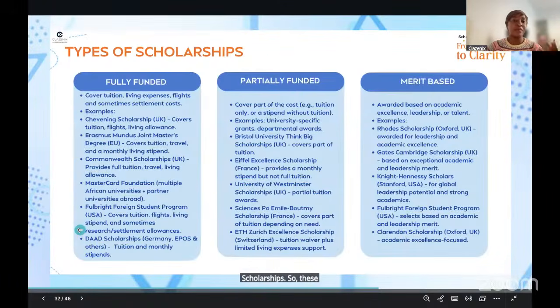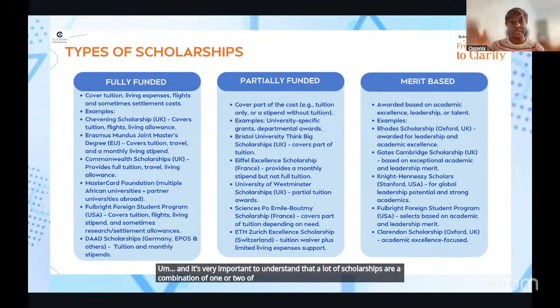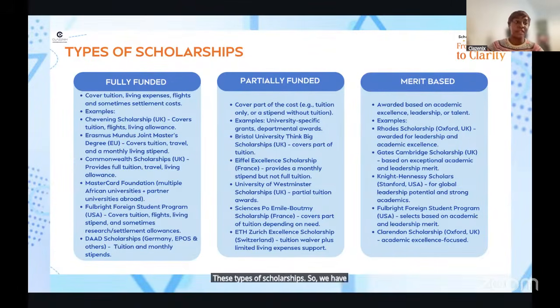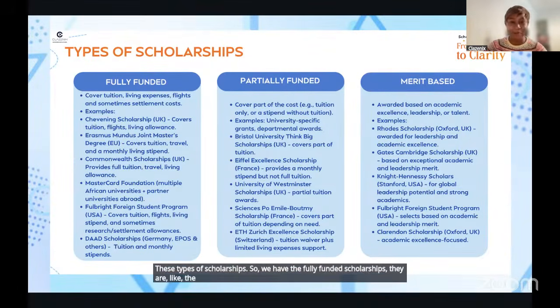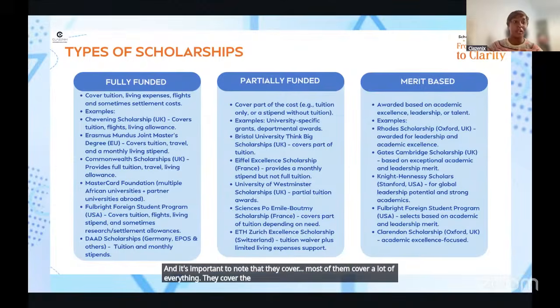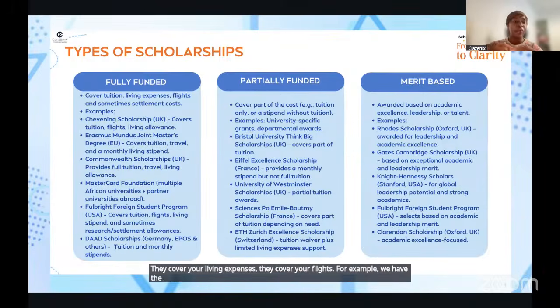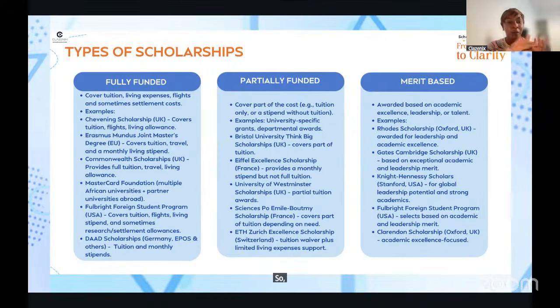So these are some types of scholarships that are available. And it's very important to understand that a lot of scholarships are a combination of one or two of these types. So we have the fully funded scholarships. They are like the dream package. Everybody wants to be fully funded. And it's important to note that most of them cover a lot of everything. They cover the tuition, they cover your living expenses, they cover your flight. For example, we have the Chevening, we have the Erasmus Mundus, we have Fulbright, we have Commonwealth. You also have a couple of other examples on the slide of fully funded scholarships.